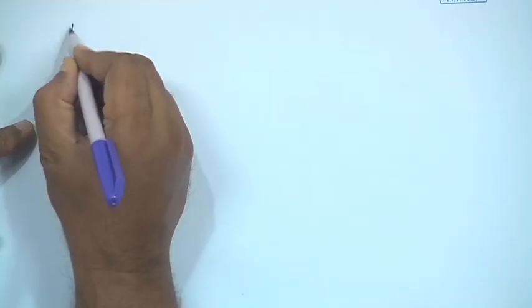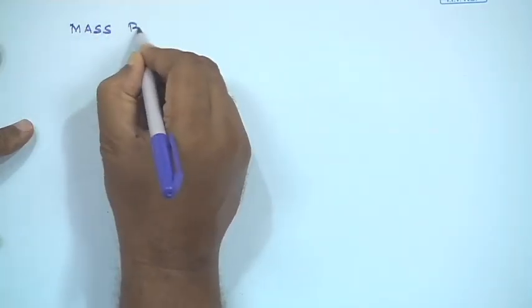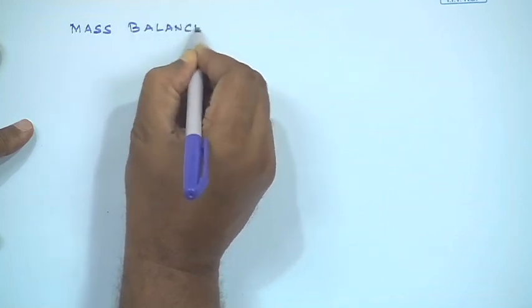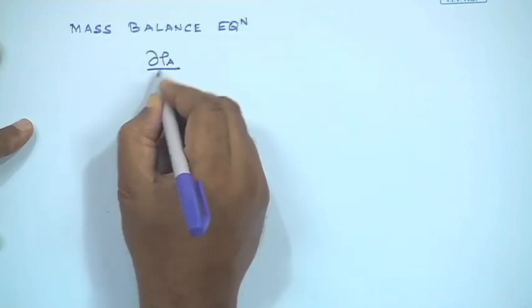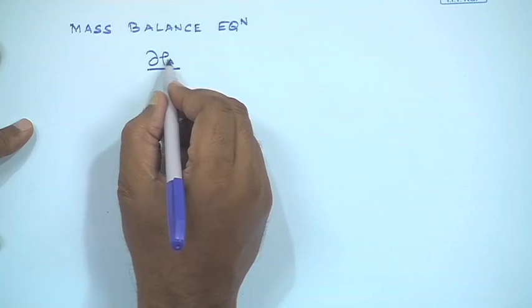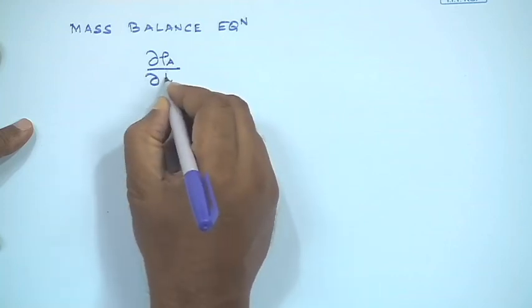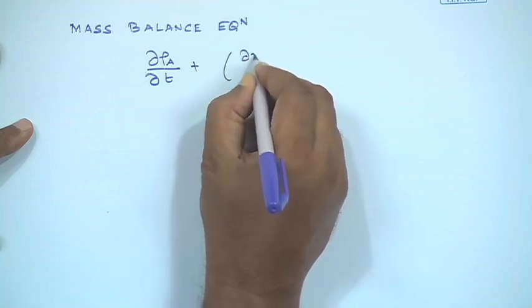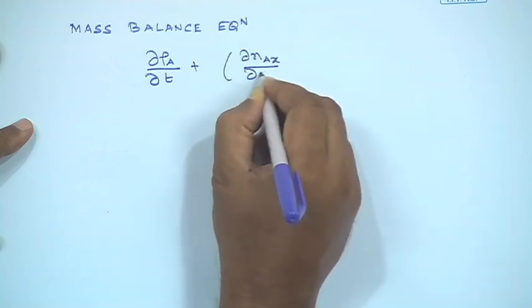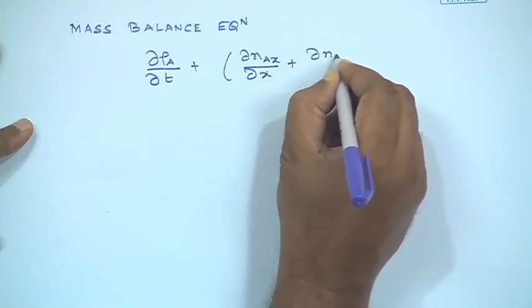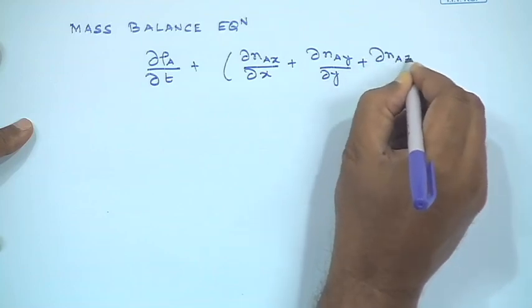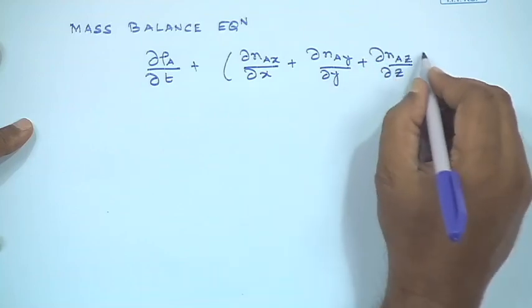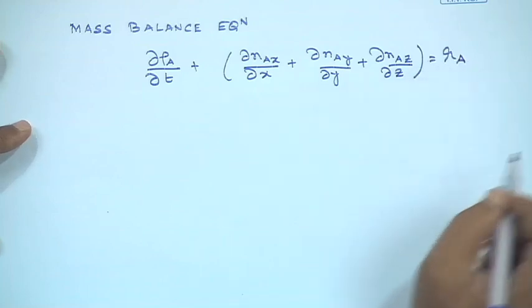The final expression, the species balance equation, the mass balance equation, would simply turn out to be del rho_A, the species concentration of A expressed in terms of mass, by del t, plus del N_A in the x direction by del x, plus del N_A in the y direction by del y, plus del N_A in the z direction by del z, is equal to the rate of reaction of A.